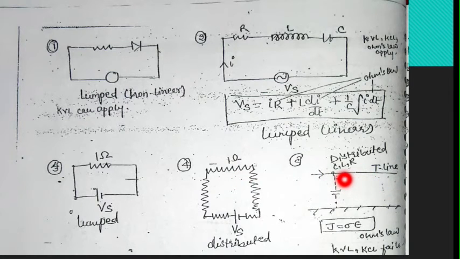So here in the transmission line, the capacitance effect is from the transmission line to ground, so it is distributed all over the transmission line, and inductance and resistance are also distributed. So here we are not going to apply KCL, KVL or Ohm's law.